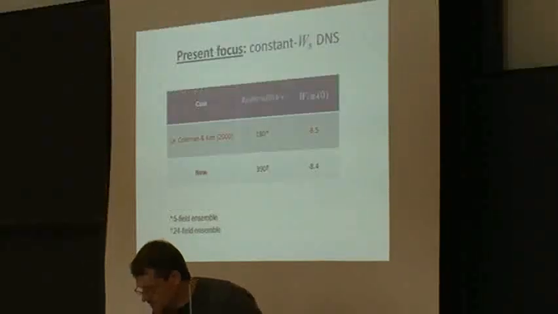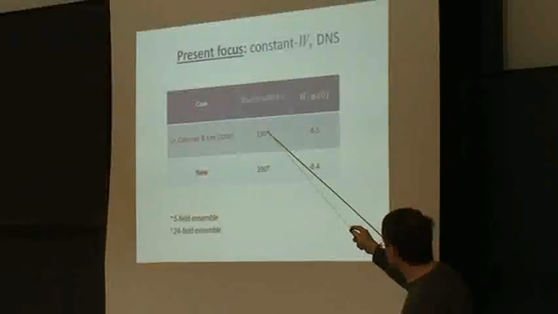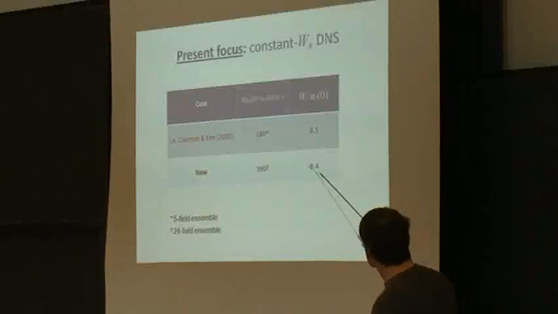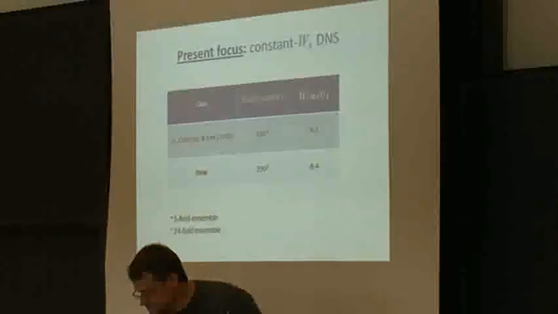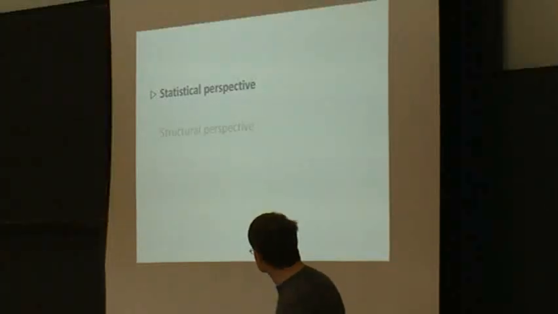And I'll be showing you some of the results that Antoine did for his thesis, all done at Reynolds number, Re tau, 180. And some new results, which are roughly twice the number with about the same magnitude. And I'll have two perspectives here. One is just looking at the statistics.